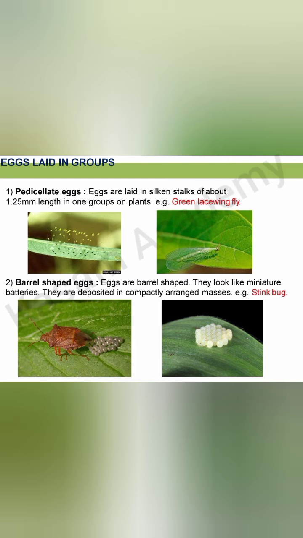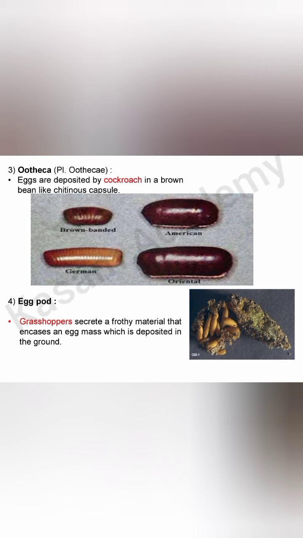These are also eggs which are laid in groups. Generally these look like miniature batteries. They are deposited compactly and arranged in masses. For example, this type of egg is laid by stink bugs. In this image you can see the ootheca of the cockroach. In the ootheca, eggs are deposited in a chitinous brown capsule in which they are arranged on either side.